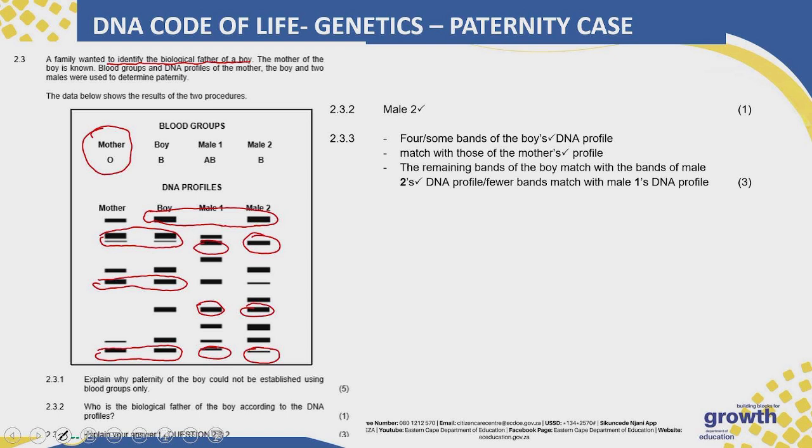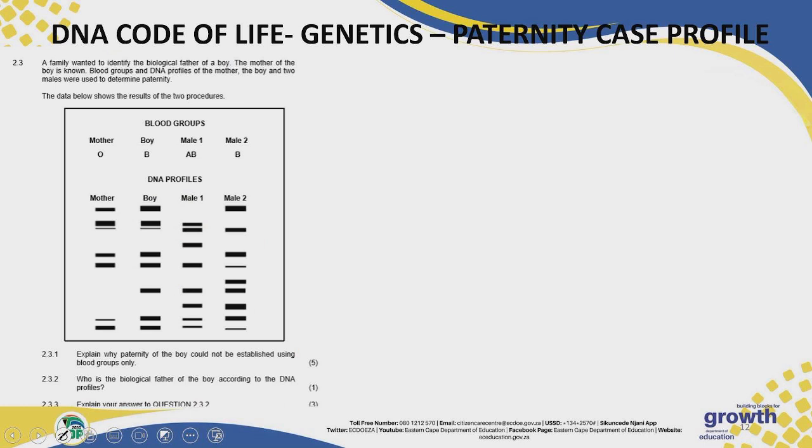Okay. Now, how many bands can we see here? If you look at male 1, there's only 3 bands that are matching with male 1, whereas all the remaining bands of the boy match with the bands of male 2. So you first eliminate the mother's bands that match with the boy, and then you eliminate those that match with the father. So male 2 would be the one, and the explanation is as I have explained.